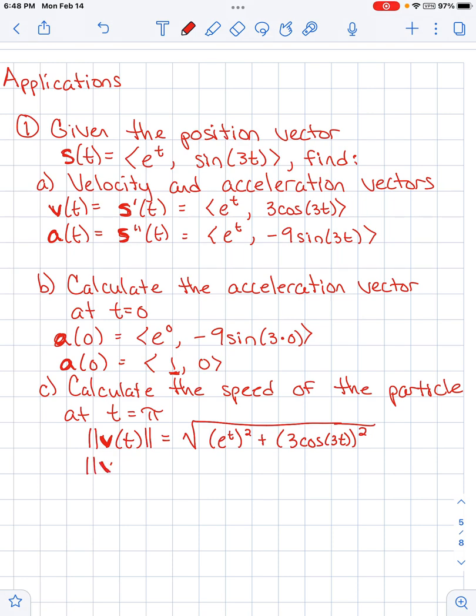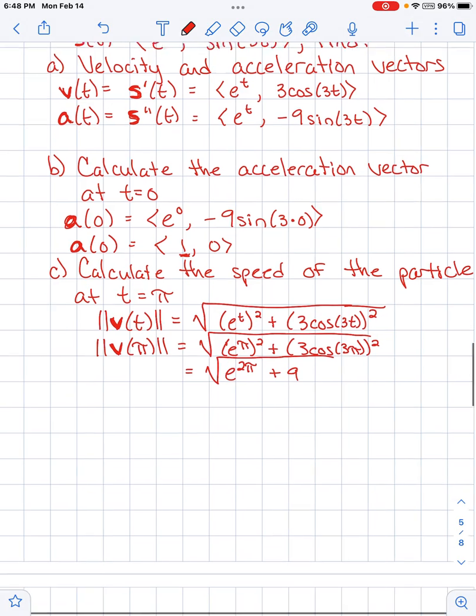Now the question's asking what is the magnitude when t is pi. So in other words, what is the speed at this moment in time? So we're going to replace all of the t's with pi. We end up with e to the pi squared plus 3 times the cosine of 3 pi squared. Doing a little bit of calculations just in case this were a multiple choice question. E to the pi squared is e to the 2 pi. The cosine of 3 pi is -1. -1 times 3 is -3. -3 squared is 9. And that's good there. You can leave it like that. If they ask you to simplify it, you would just put that in your calculator.